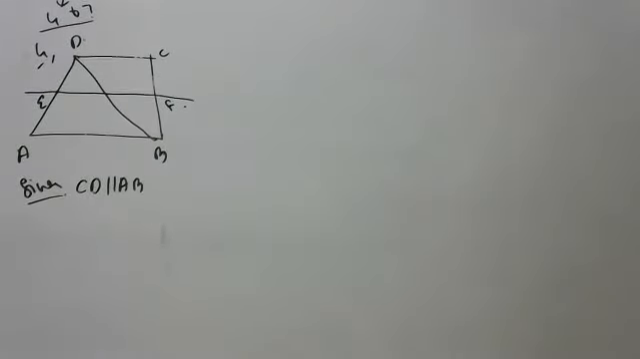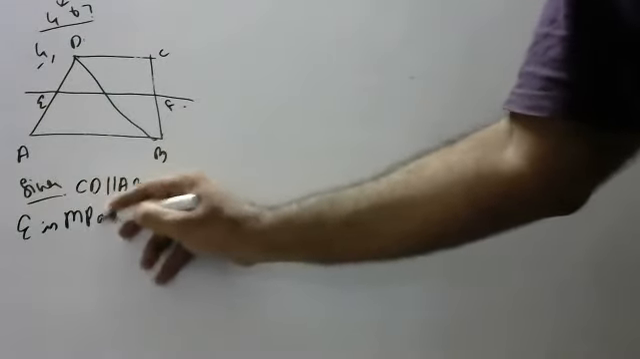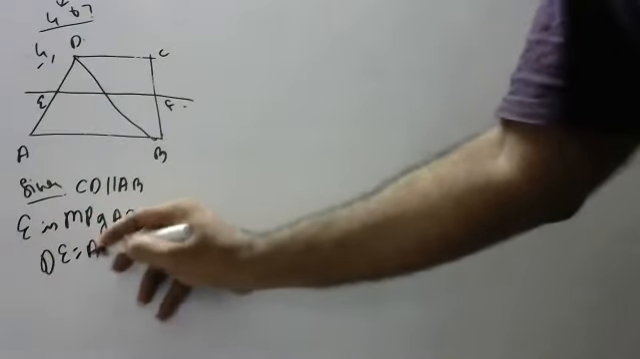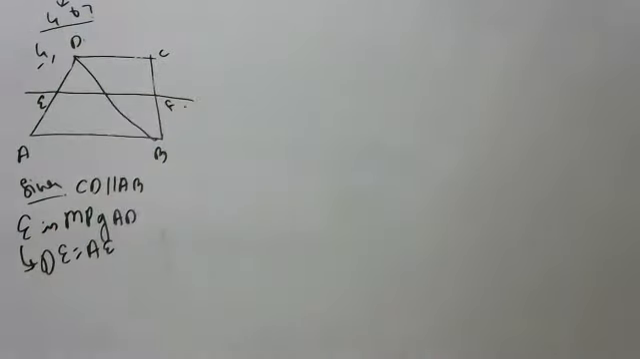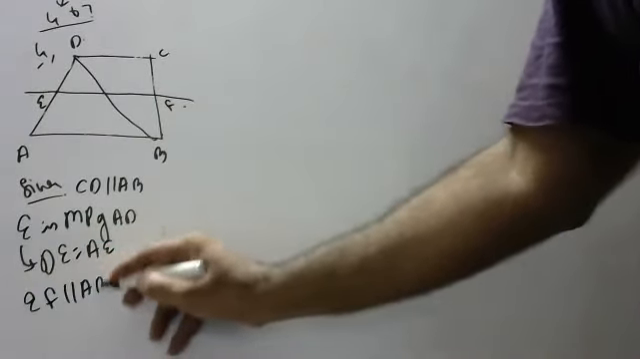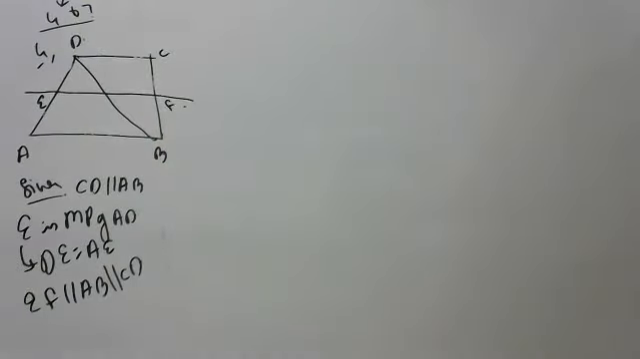BD is a diagonal. E is the midpoint of AD, which means DE is equal to AE. And he said, children, EF is parallel to AB. EF is parallel to AB, but AB is already parallel to CD. So these three are parallel, children. Now, required to prove.